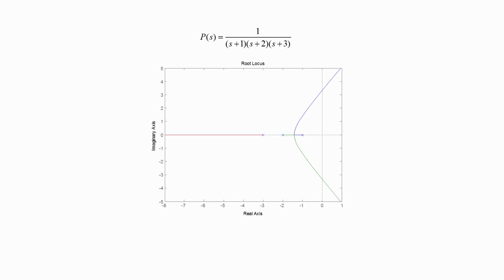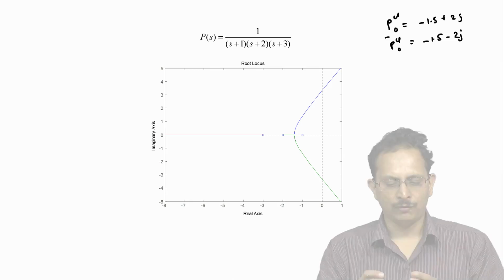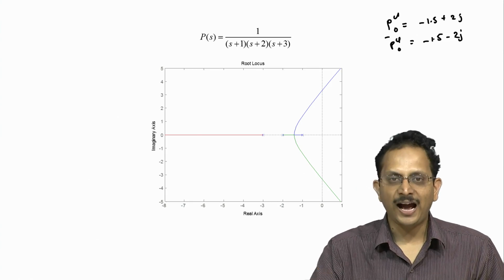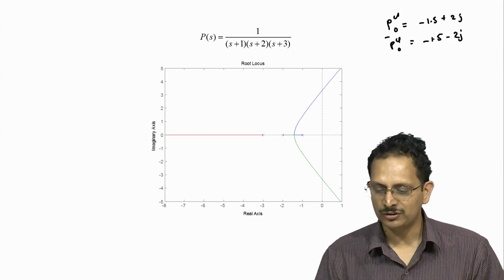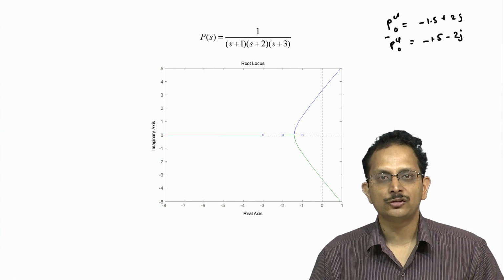So, we come back to this plant P of s is equal to 1 by s plus 1 times s plus 2 times s plus 3, and we insist that its closed loop poles be located at PCL naught equal to minus 1.5 plus 2j and PCL naught bar equal to minus 1.5 minus 2j. So, you want to design a closed loop system for this particular plant that has as its dominant poles minus 1.5 plus minus 2j.